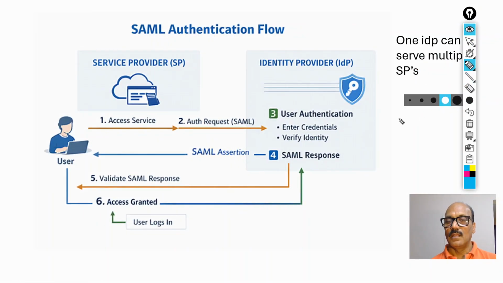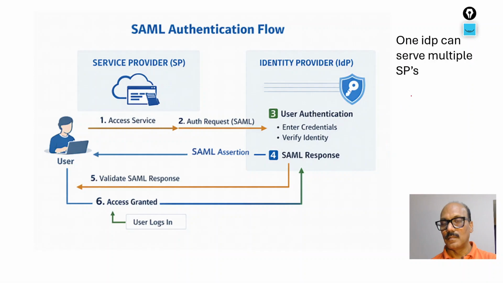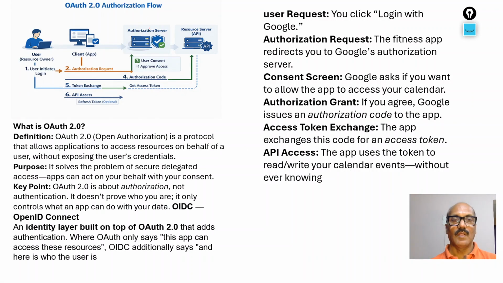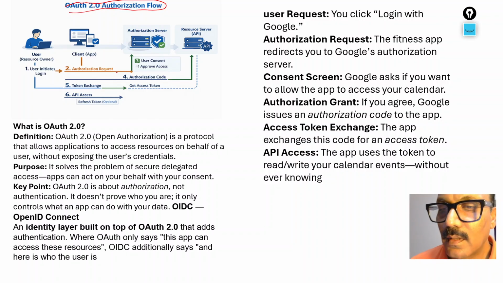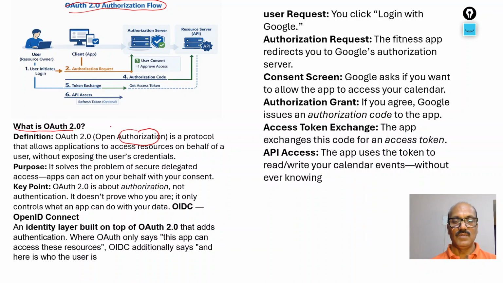Okay, SAML is over. OAuth 2.0. This is also very commonly found in our enterprise. OAuth 2.0 is basically an authorization protocol. If you read the definition and its purpose, that itself makes our understanding very easy. It's an authorization protocol, so it is always used in conjunction with an authentication protocol.